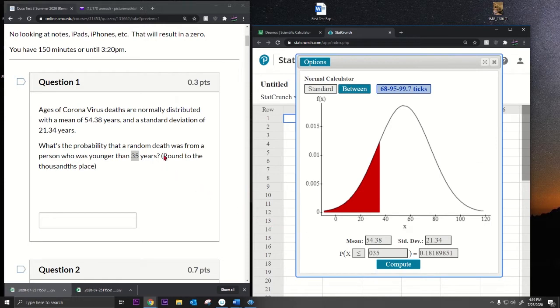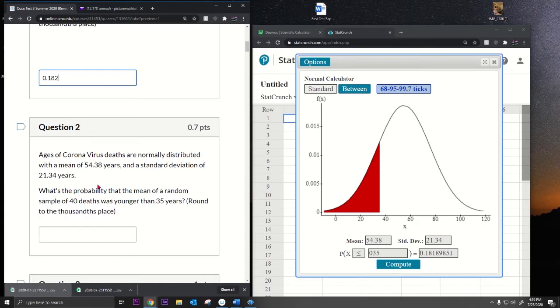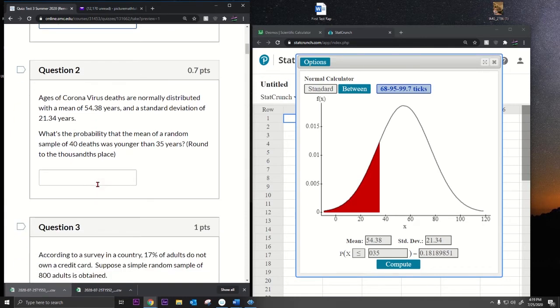There you have it. Now it says round to the thousandths place, so what I'm going to do is put 0.182. So that's your answer. There you have it. Now, second question is very similar.